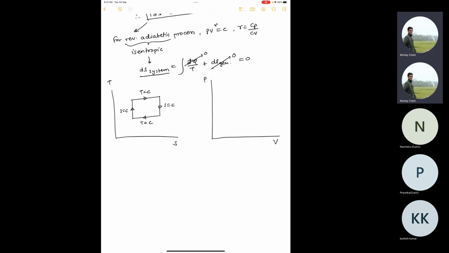So if you do this way, now you should know what is the slope of an isothermal line, or how do you represent an isothermal line, which are these two constant temperature lines, and how do you represent constant entropy lines. You can look into this also. I think I have it somewhere. One second. Carnot cycle.